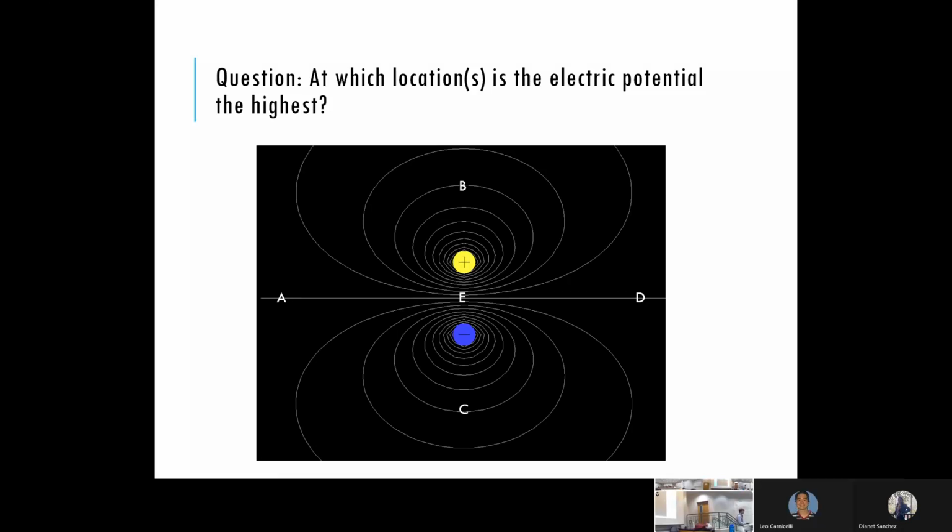Have you managed to do that yet? Have you identified a location where the electric potential is zero, even though I haven't labeled them? What say you? Along the ABD line? Yeah, along the ABD line.